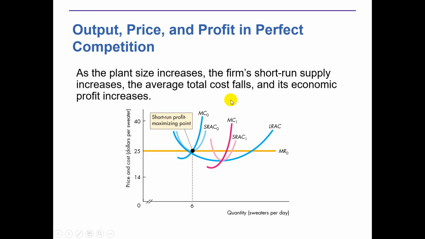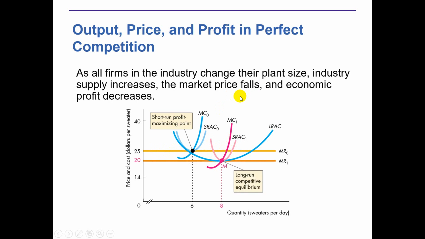So as the plant size increases, the firm's short-run supply increases, the average total cost falls, and economic profit increases. You can see here the new short-run supply. This is the marginal cost one, and the short-run average cost is below the marginal revenue. So this is the short-run economic profit the firm will get by enhancing their plant size.